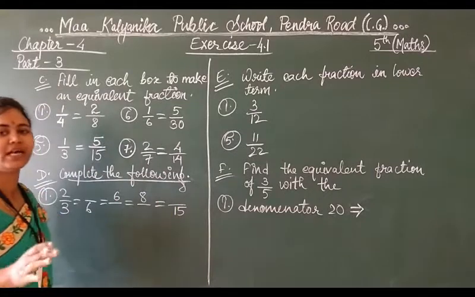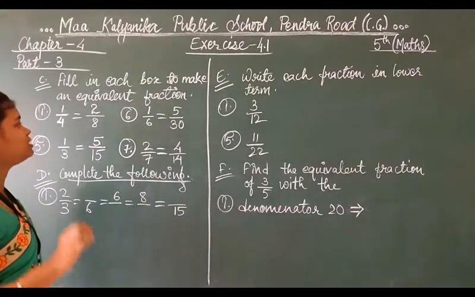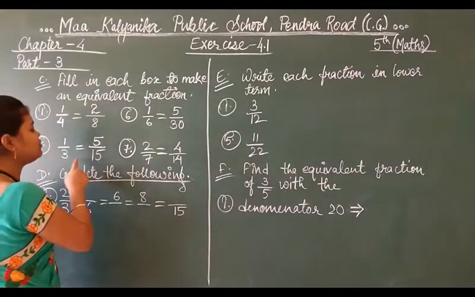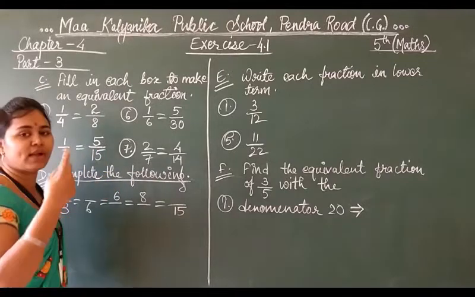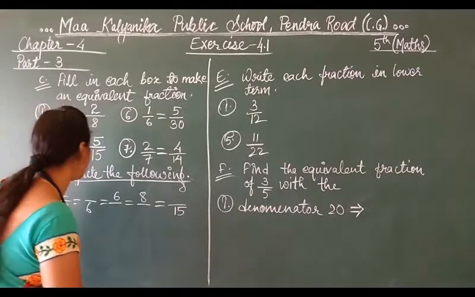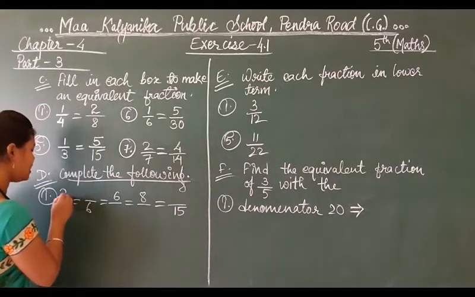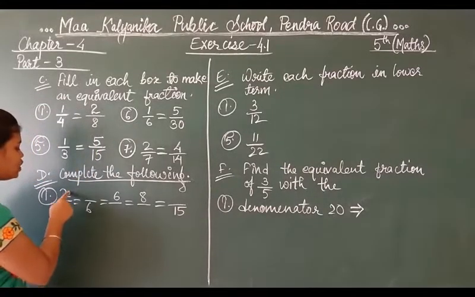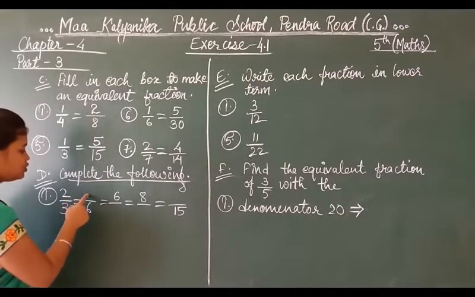You have to complete the equivalent fraction. Students, one more thing. Equivalent fraction doesn't mean only one fraction will be equivalent. Many equivalent fractions may be there of the same fraction. Okay. So see, 2 by 3. What should be multiplied by 2 to get this number?